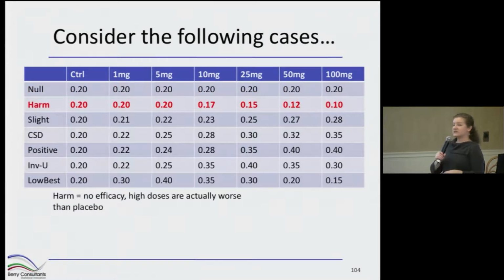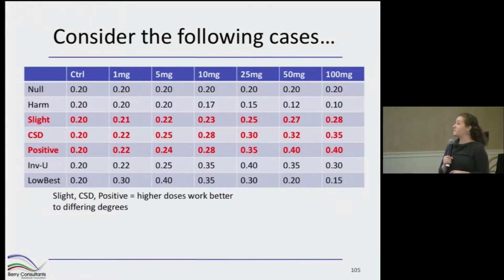We've got a scenario we call harm. Here is where the lower doses are equivalent to control, and then as you start to increase the dose, the response rate actually goes down. We've got a set of scenarios where we have a treatment benefit. In all of these scenarios, the benefit increases with dose, so that the highest doses are more beneficial than the lower doses to various degrees.